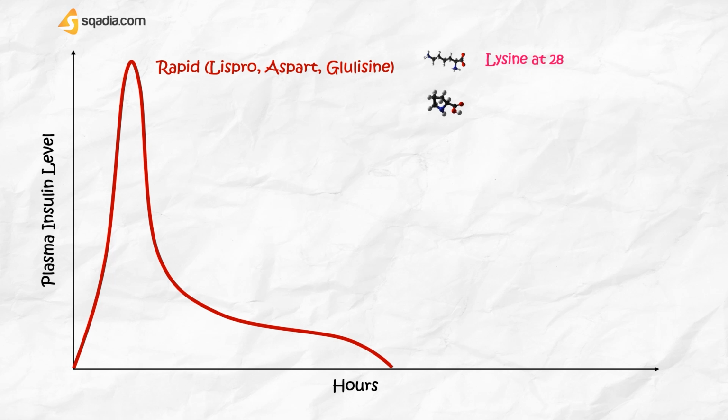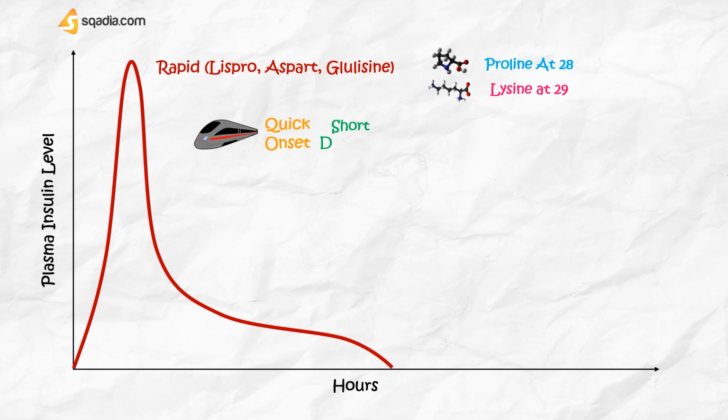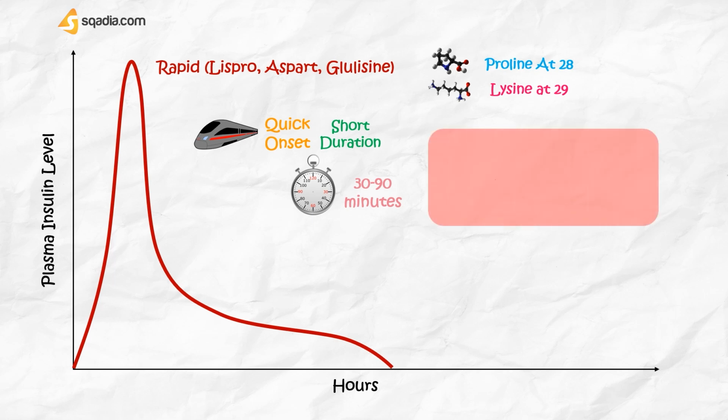For example, insulin lispro differs from regular insulin in that the lysine and proline at positions 28 and 29 in the B chain are reversed. This modification results in more rapid absorption, a quicker onset, and a shorter duration of action after subcutaneous injection. Peak levels of insulin lispro are seen at 30 to 90 minutes, as compared with 50 to 120 minutes for regular insulin. Insulin aspart and insulin glulisine have pharmacokinetic and pharmacodynamic properties like those of insulin lispro.